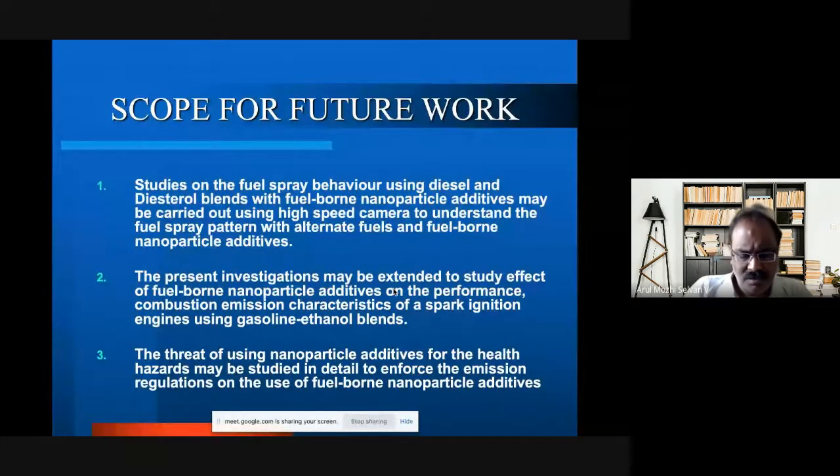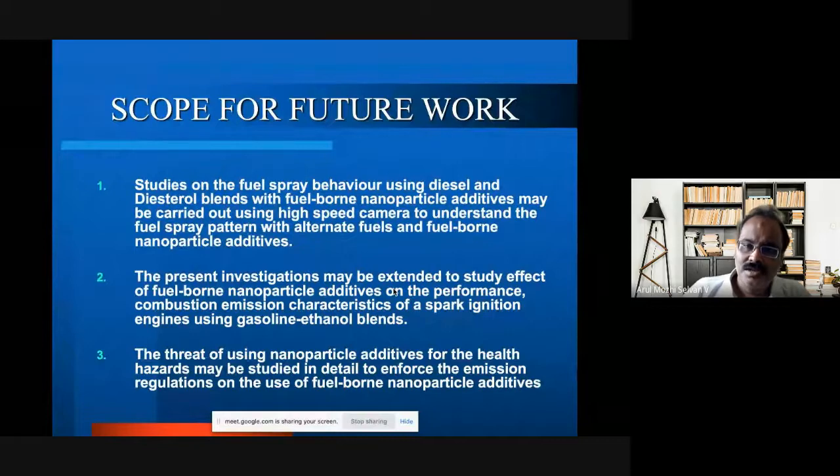Few works have been reported with gasoline ethanol blends with nano additives, which is meant for SI engines, because the major work is done on CI engines.